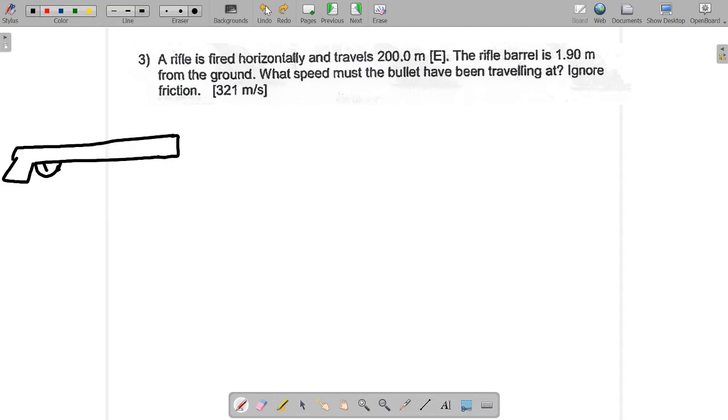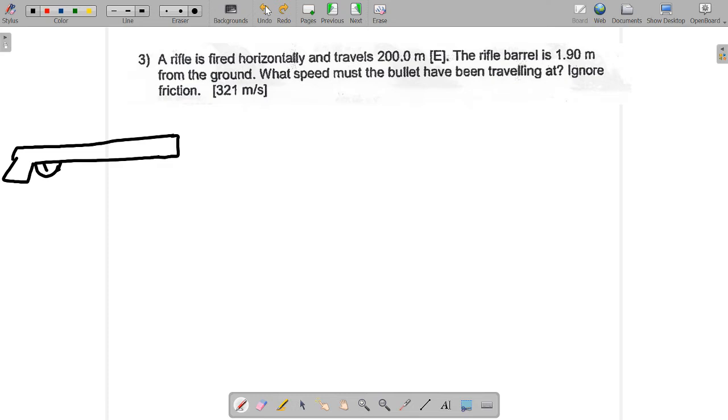Number 3 says a rifle is fired horizontally and travels 200 meters. The rifle barrel is 1.9 meters from the ground. What speed must the bullet have been traveling at? Ignore friction and ignore air resistance. Okay, so let's begin by drawing a diagram of this scenario.